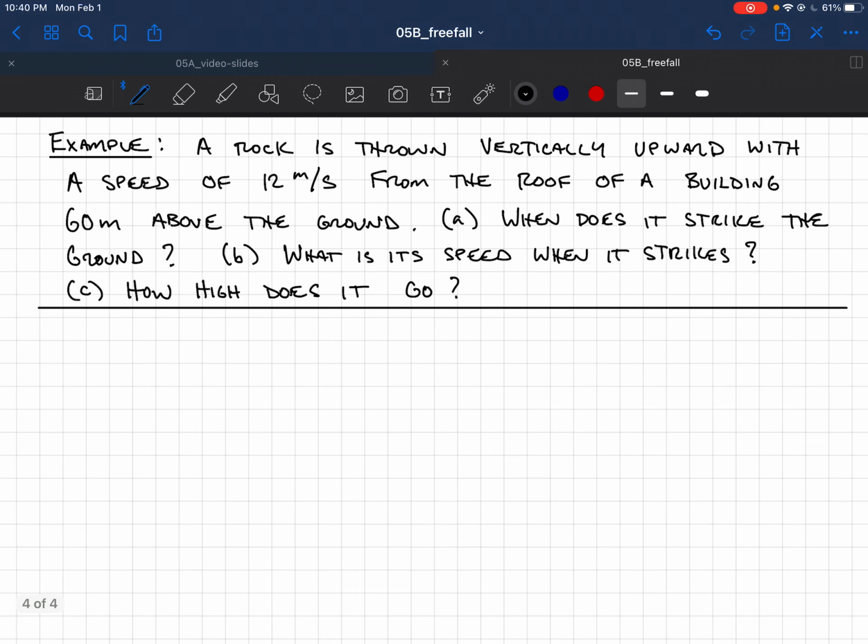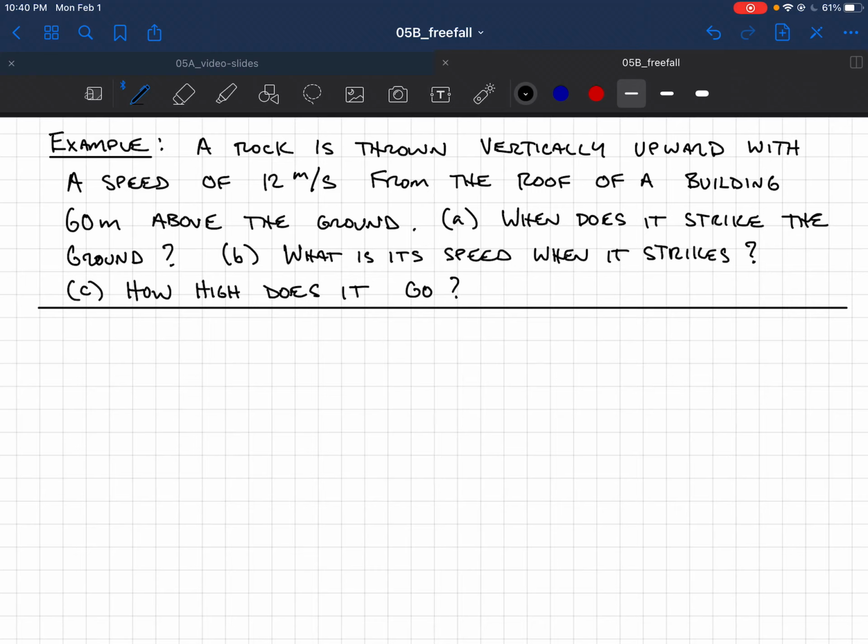Okay, let's try another example. We have a rock that is thrown vertically upward with a speed of 12 meters per second from the roof of a building, which is 60 meters above the ground. When does it strike the ground? What speed does it have when it strikes? And how high does it go?